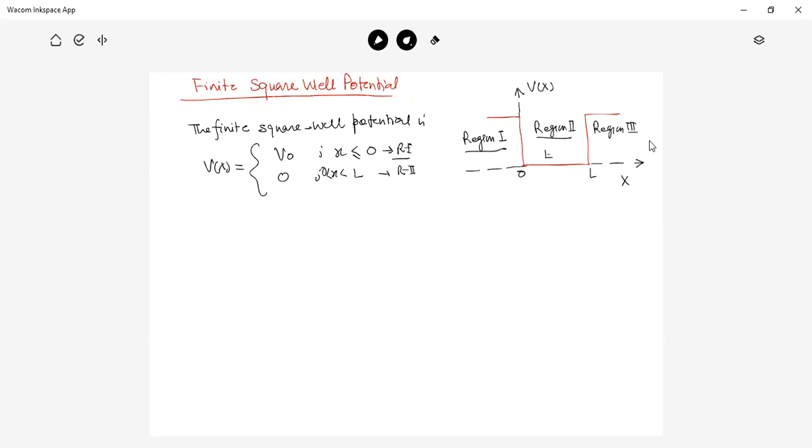That is E is less than V0. And it is V0 when x is greater than or equal to L. This is region 3. So we can have 0 less than or equal to x less than or equal to L, or we can use the less than sign instead of equality. Here it is L.